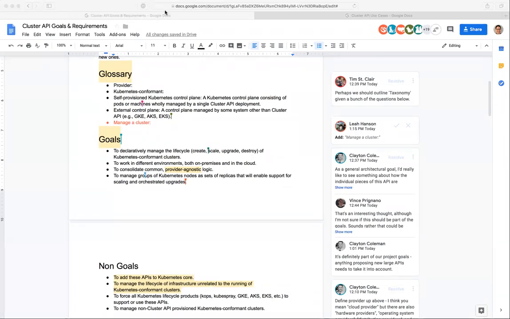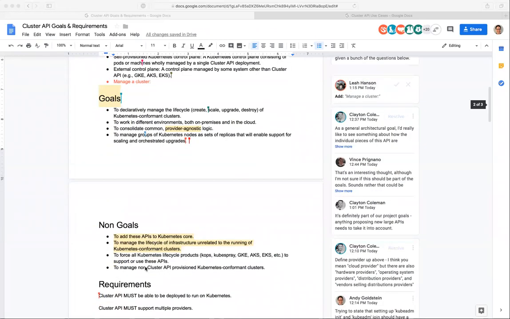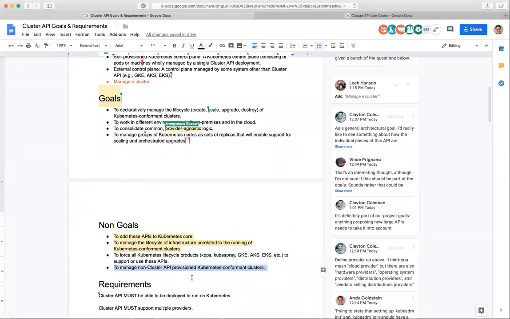Speaking of wordsmithing, that first goal, I assume that only applies to clusters that are created using cluster API, not clusters created outside of cluster API that people would want cluster API to then adopt. I think that gets into the non-goals. I see. Okay. Yeah, we do have a non-goal about we do not want to manage non-cluster API provisioned clusters.